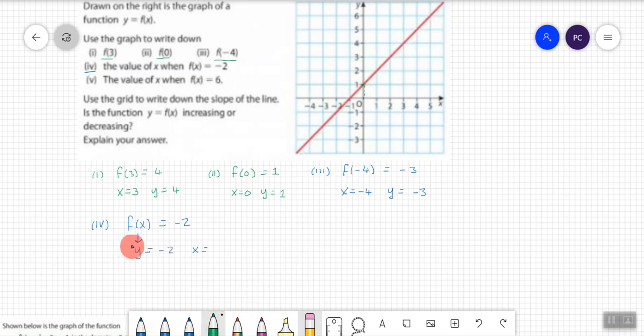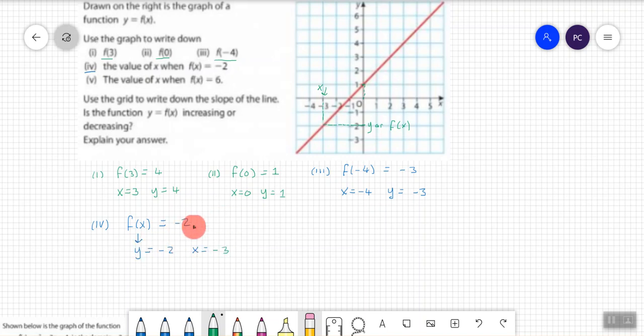So this one here, basically what it's saying is when y is -2, so y is -2 down here, we want to draw our line across. So where does it cut the axis? It cuts the axis here, and then we want to draw our line up, and we want to read off the x value. So this is what x is equal to, and this is our y value, or another name for that is function x. So when function x is equal to -2, x is equal to -3.